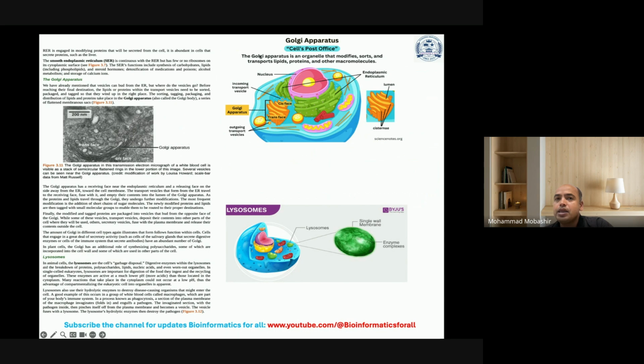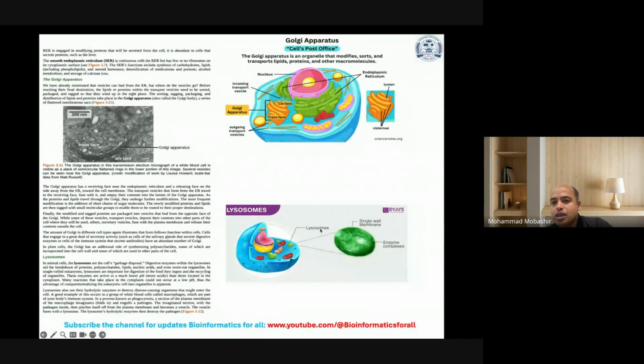That is a simple definition. The Golgi apparatus is called the cell's post office, and these are some of the most common questions for any competitive exams. The Golgi apparatus is an organelle that modifies, sorts, and transports lipids, proteins, and other macromolecules to different parts. So this is called the cell's post office. This is what you need to remember.